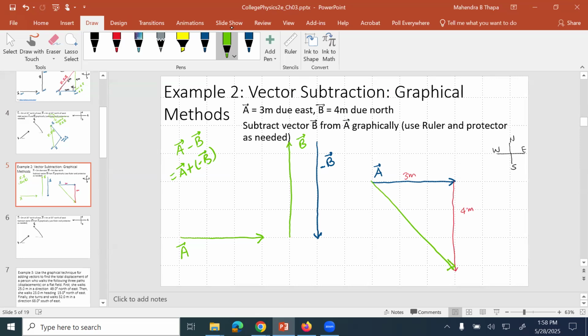Okay, then you can measure this. So you have to measure this length and also record this angle. So measure length and angle. That's how you know the resultant. So this gives you the resultant vector. Resultant vector means, in this case, A minus B. Okay, so you have to use the ruler and the protractor to find this.